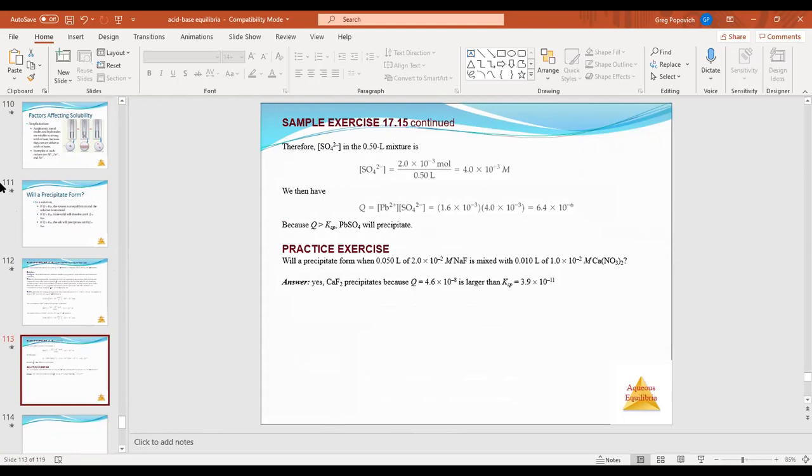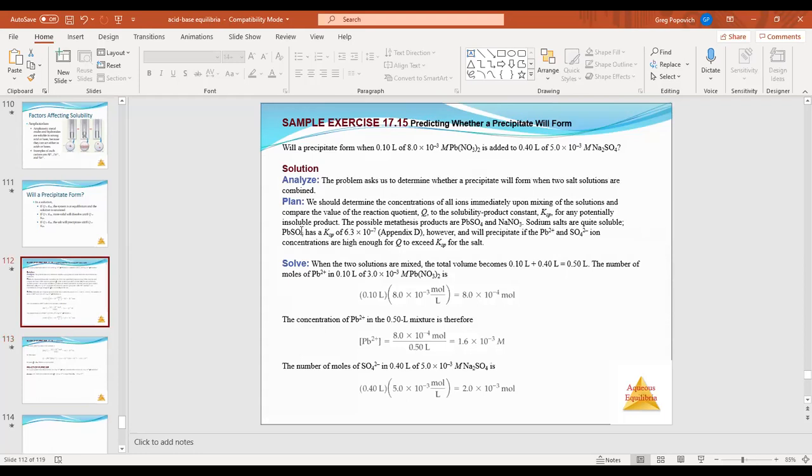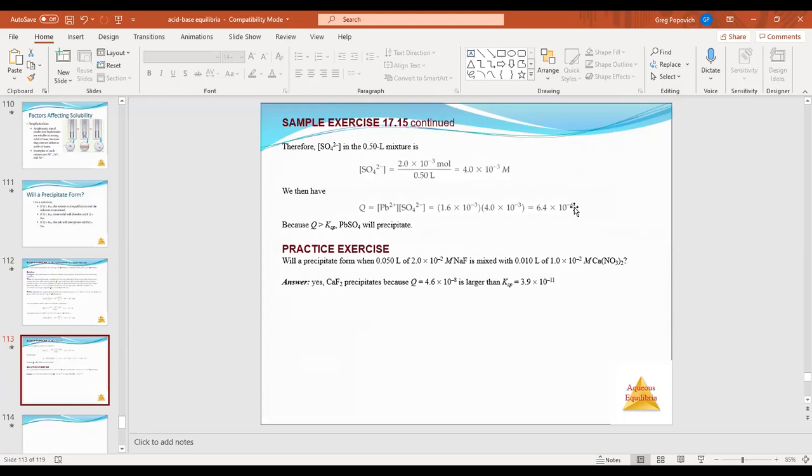My Q is equal to my lead concentration times my sulfate concentration. I multiply those out and I get a number, 6.4 times 10 to the minus sixth. My Ksp is 6.3 times 10 to the minus seventh. Q is greater than Ksp. I get a precipitate. As long as Q equals Ksp, I will have a solid. It's when Ksp is greater than Q that I do not have a solid.